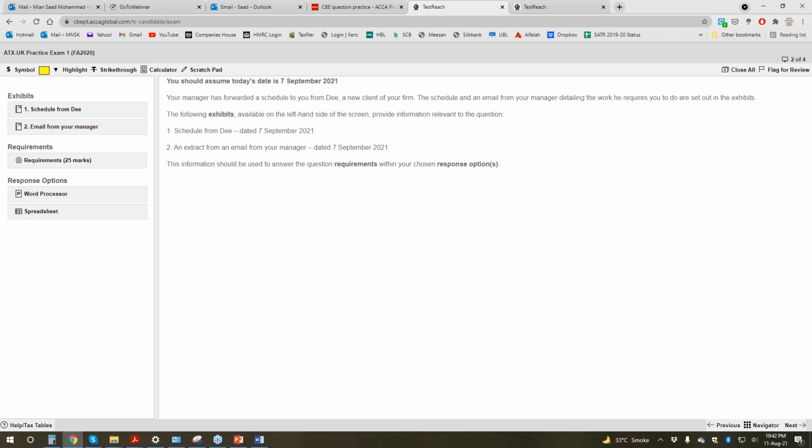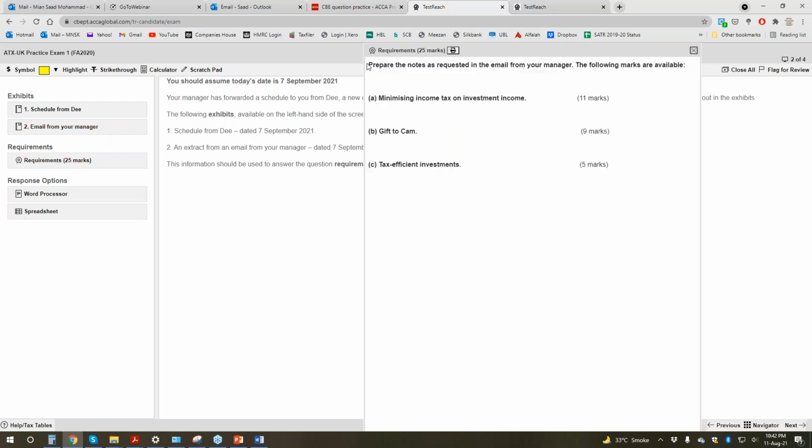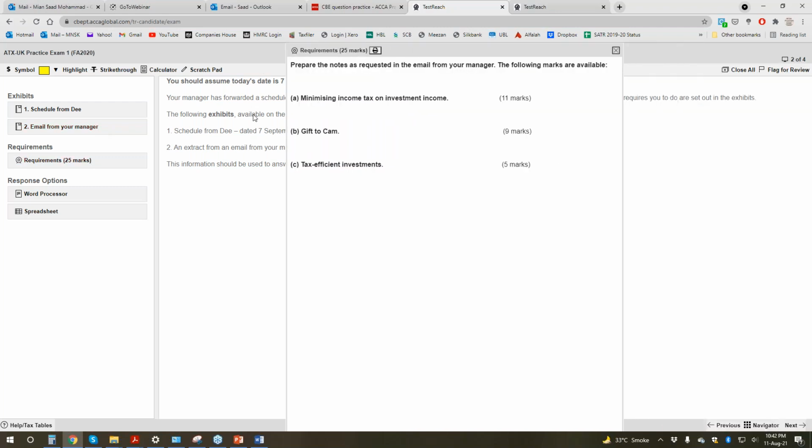And in this question, the requirements merely include the marking scheme. As you can see here, they just include the marking scheme. So requirement A is on minimizing income tax on investment income. Then B is gift to CAM, and then C is tax efficient investments. Now guys, if you ask me as a student, I will be more concerned in answering C first, then B, and in the end I will be focusing on A. But that is only from a reading perspective. When I have to write the answer, I will try to start in chronological order.